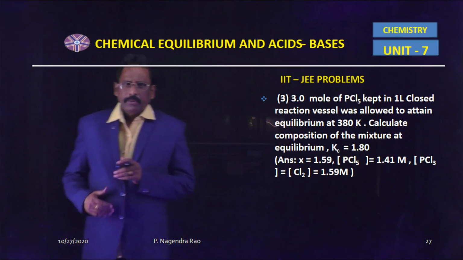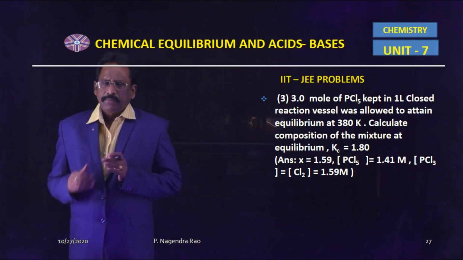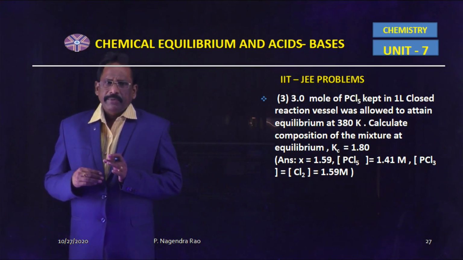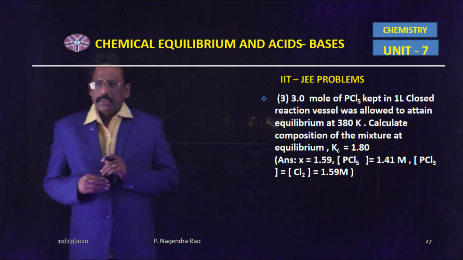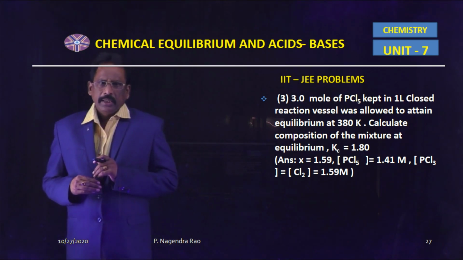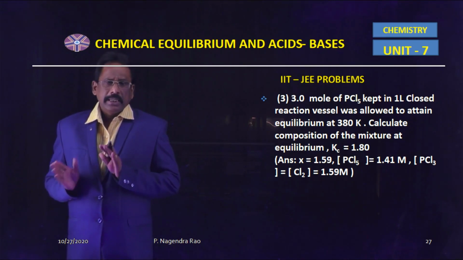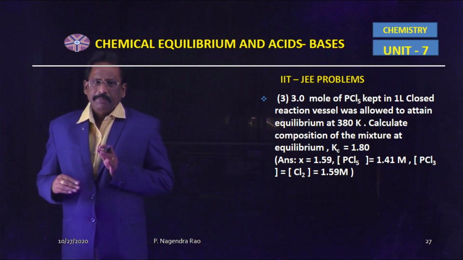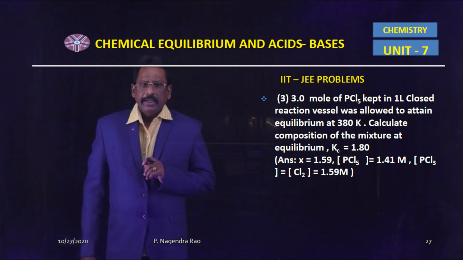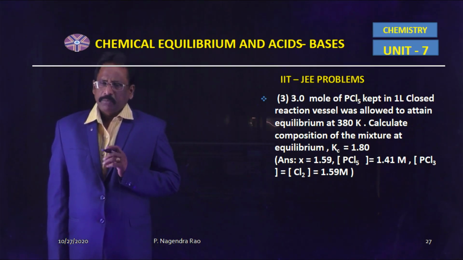In the third problem also, 3 moles of PCl5 is kept in a 1 liter vessel. To attain the equilibrium at 380 Kelvin, calculate the active masses of the reactants and products at the given temperature, that is 380 Kelvin, and Kc is also given. Same model problem.